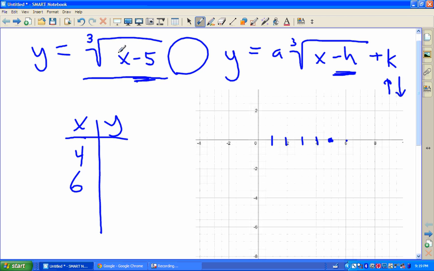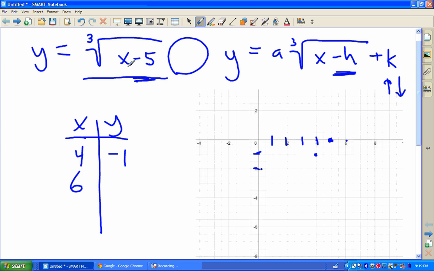When I plug in a 4, I get 4 minus 5, that's minus 1. Cube root of minus 1 is, well, minus 1, because minus 1 times minus 1 times minus 1 is minus 1. That's the definition of a cube. Minus 1 is actually here. Okay, so there's 2, there's minus 2, there's minus 1. So this is going to be right here.